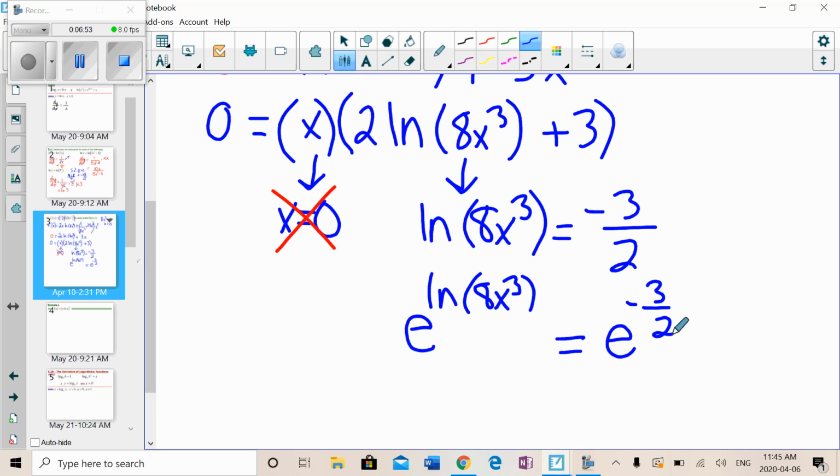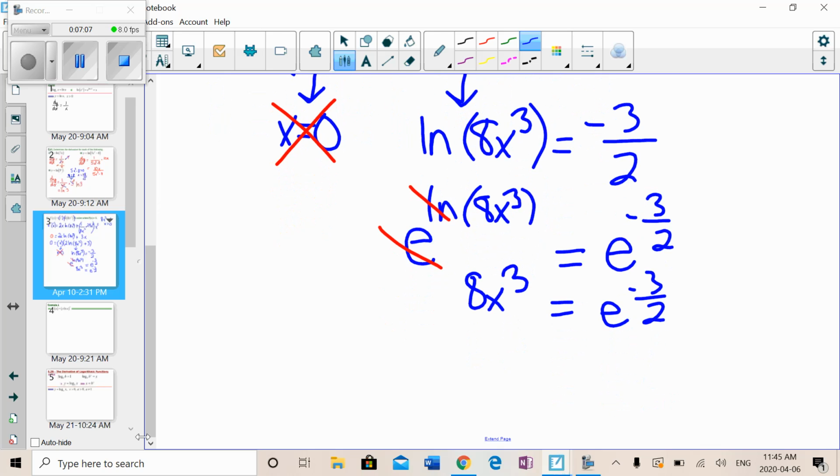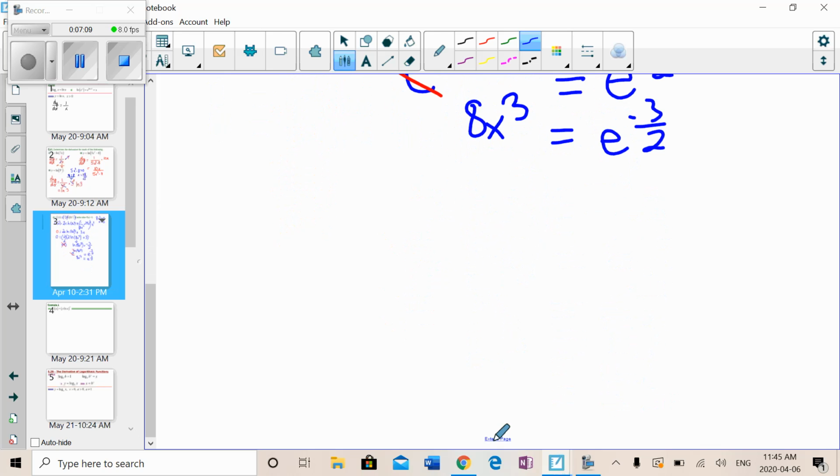And don't forget why we did that, right? I'm trying to get the x by itself, so the e and the ln undo each other. So I have 8x cubed equals e to the negative 3 over 2. If I really want to get that x by itself, I'm going to divide by 8 and cube root it. So x equals e to the negative 3 over 2 divided by 8.